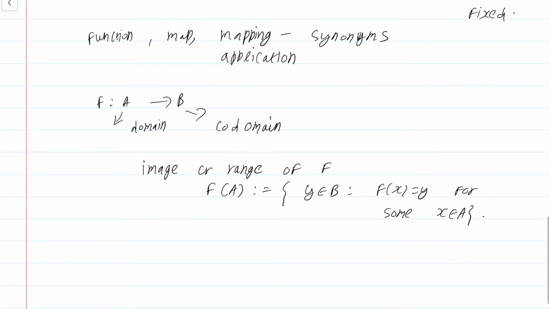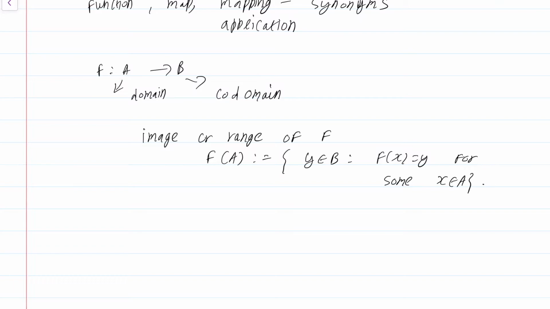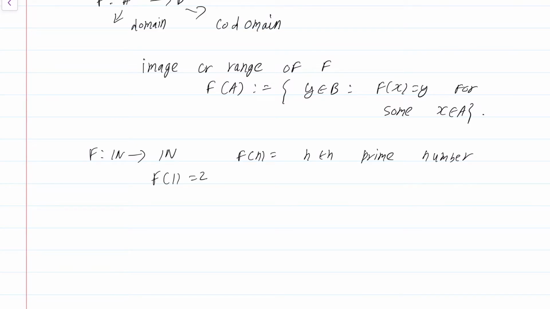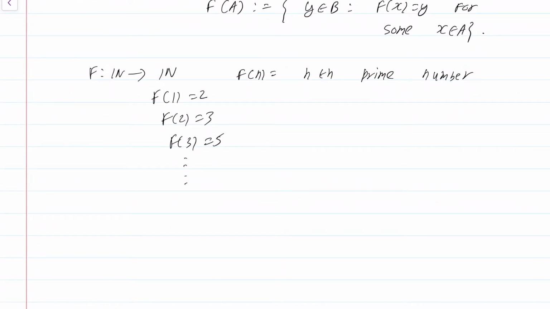Okay. What are the other ways of describing functions other than just using a formula? Well, you can use English language. For instance, you can define a function f from N to N that says f of n is the nth prime number. Okay. This merely says that f of 1 is 2, f of 2 is 3, f of 3 is 5, and so on. Note that there is no formula for finding the nth prime number.